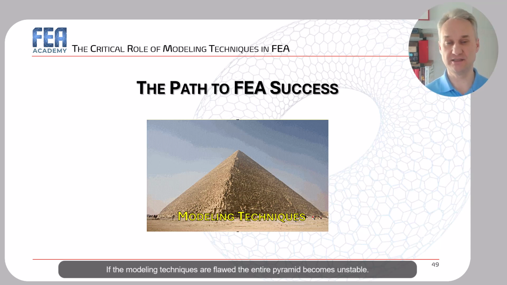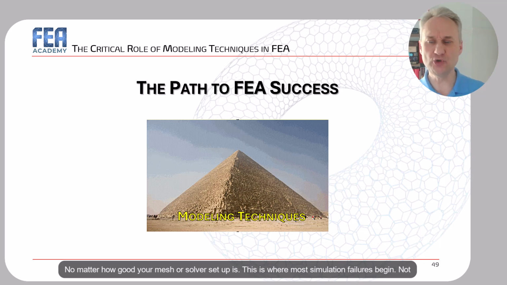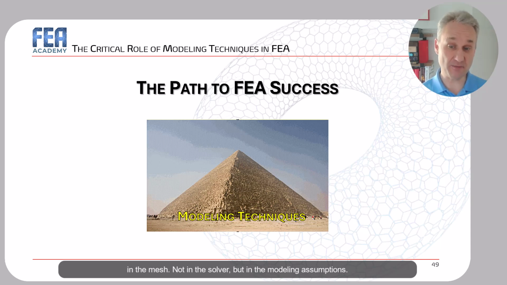If the modeling techniques are flawed, the entire pyramid becomes unstable. No matter how good your mesh or solver setup is, this is where most simulation failures begin. Not in the mesh, not in the solver, but in the modeling assumptions.